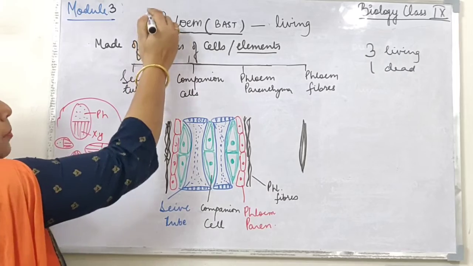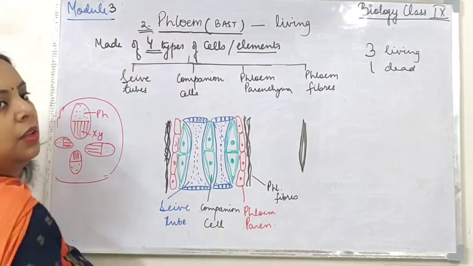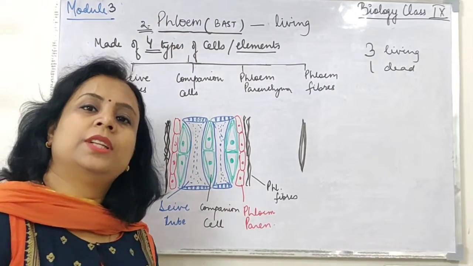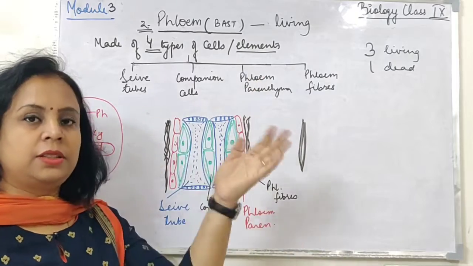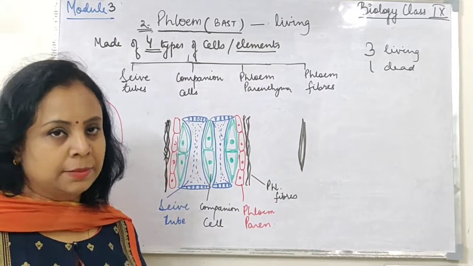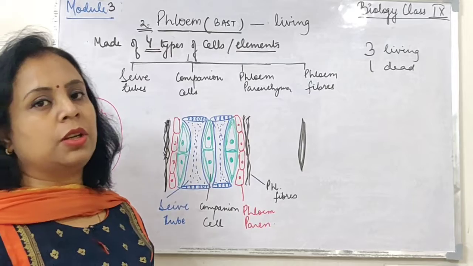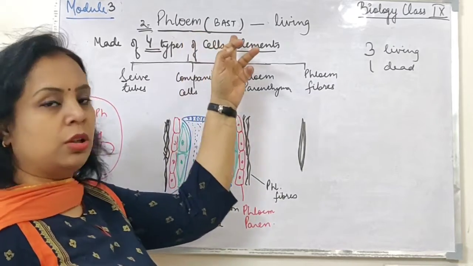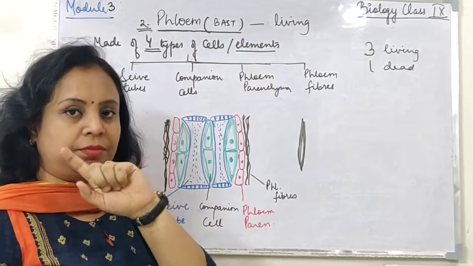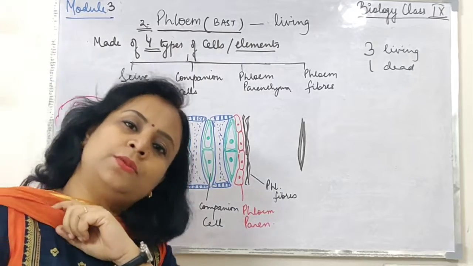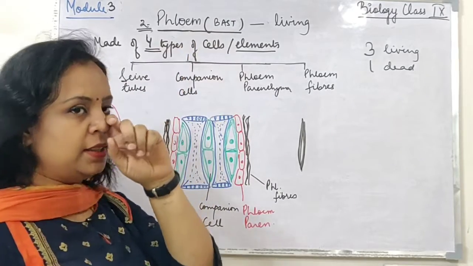The second type of complex permanent tissue that we have to study is the phloem, just the counterpart of xylem. Together they form the vascular bundle. Children, phloem is also known as bast. I told you xylem is known as wood, phloem is often known as bast.